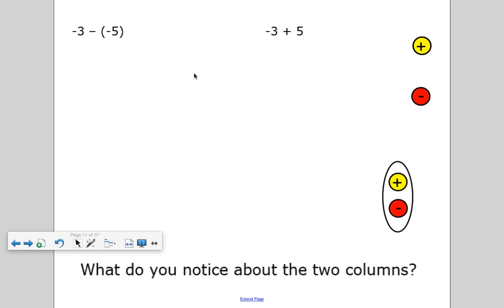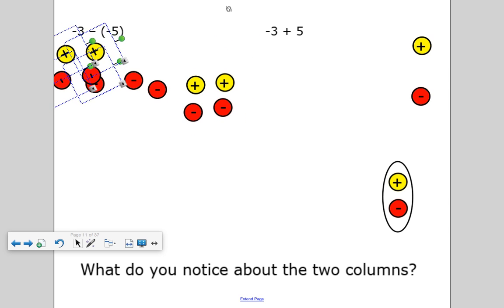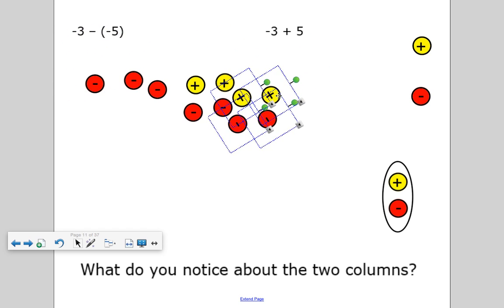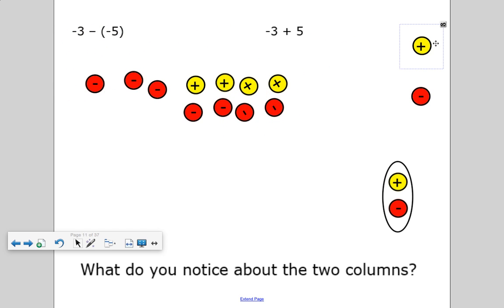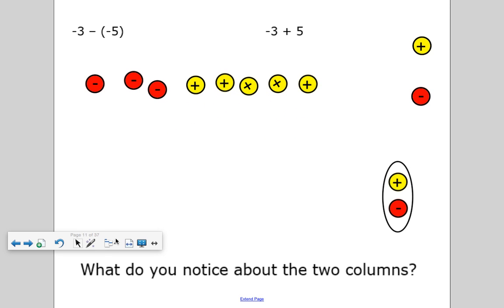So if I have 3 negatives, 1, 2, 3. I need to take away 5 negatives. Do I have enough to take away? No. So I need to add some 0 pairs to this. I need to add 5 pairs of 0 pairs. That goes there. Now can I take away 5 negatives? Yes. So I am left with this.